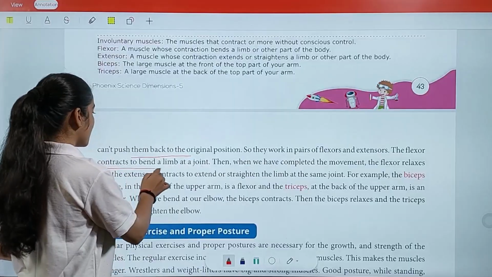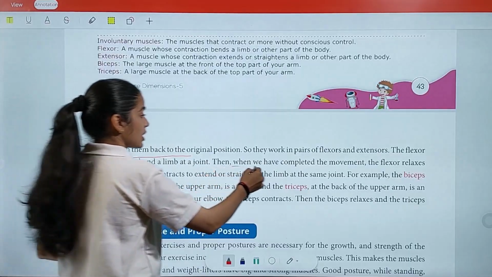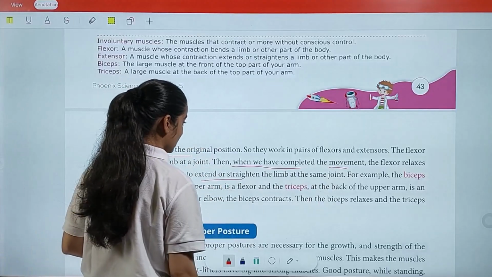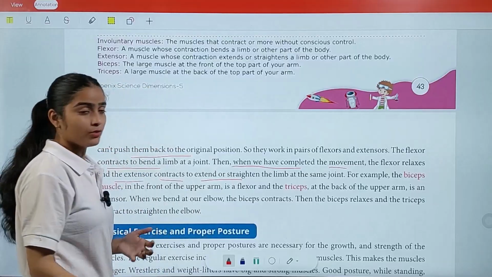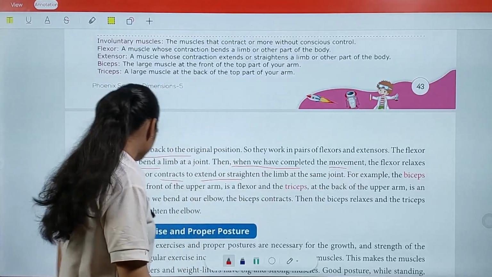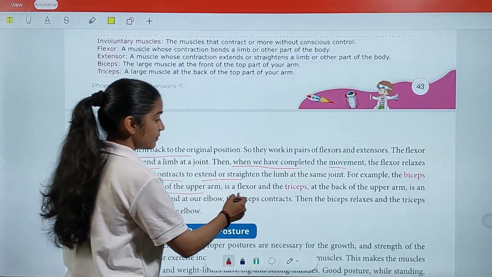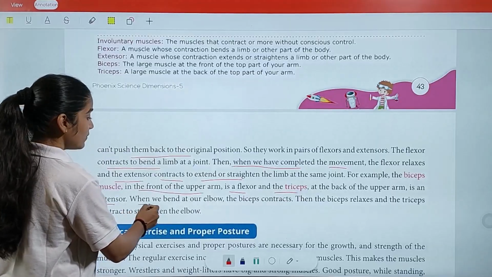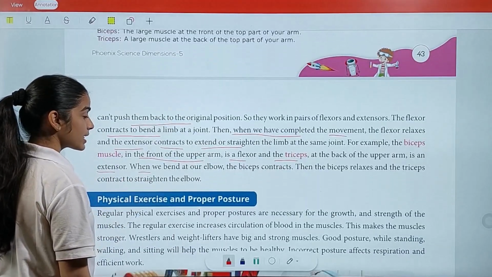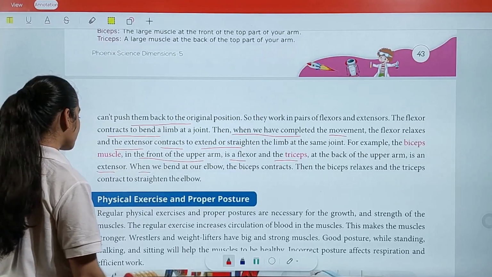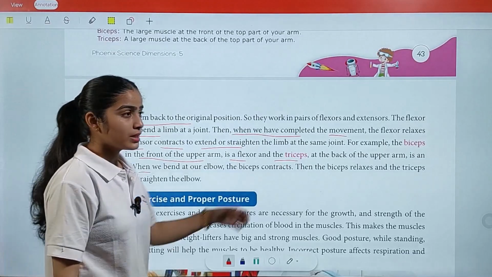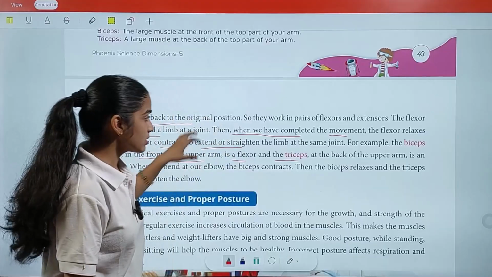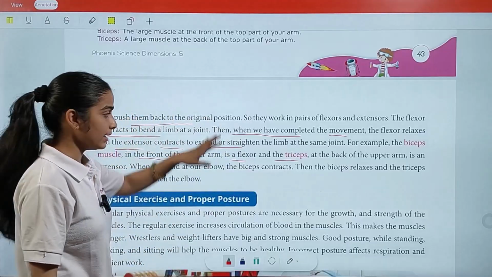The flexor contracts to bend a limb at a joint. Then when we complete the movement, the flexor relaxes and the extensor contracts to extend or straighten the limb at the same time. So for example, the biceps muscle in the front of the upper arm is a flexor, and the triceps at the back of the upper arm is an extensor. So when we bend our elbow, the biceps contracts, then the biceps relaxes and the triceps contracts to straighten the elbow. It is an example of how flexors and extensors work.